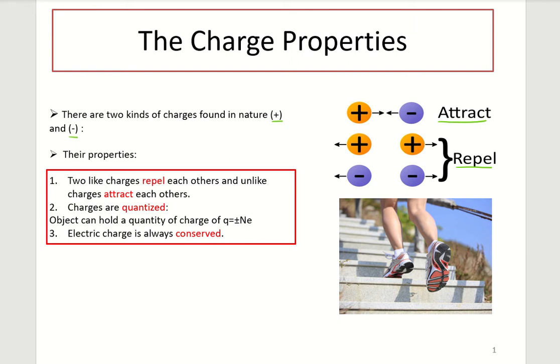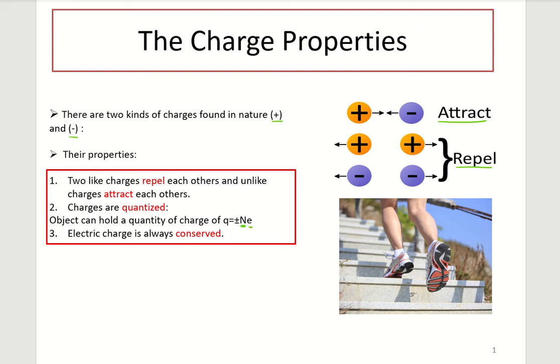But the value of the attraction and the repulsion, the value of this electrical force, we will be discussing in another video. The second thing that you have to know is that charges are quantized, which means that if I want to charge an object, I can either add a whole number of electrons to make it, for example, negatively charged, or I can remove a whole number of electrons to make it positively charged. I can't remove an electron and a half, or add an electron and a half, because charges are quantized. They come in a whole number of charges.